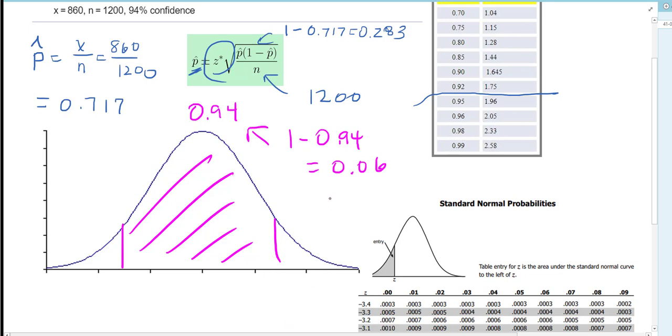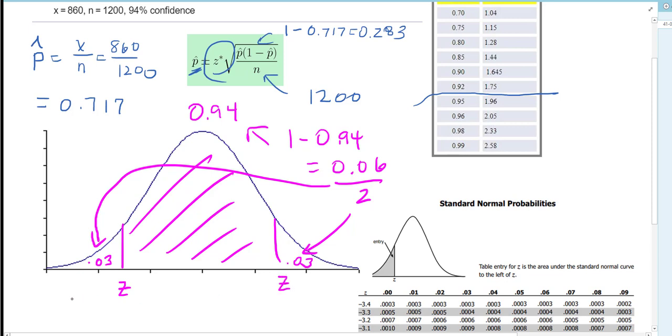However, there are 2 pieces here. So I need to divide that by 2 to put half of it there and the other half there, and I get 0.03. If you put these pieces in and add them up, you'll see that they add to 1: 0.03, 0.94, and 0.03. So what I need now are these z values. This curve is symmetric. This is the negative z value, and this will be the same number, but positive.